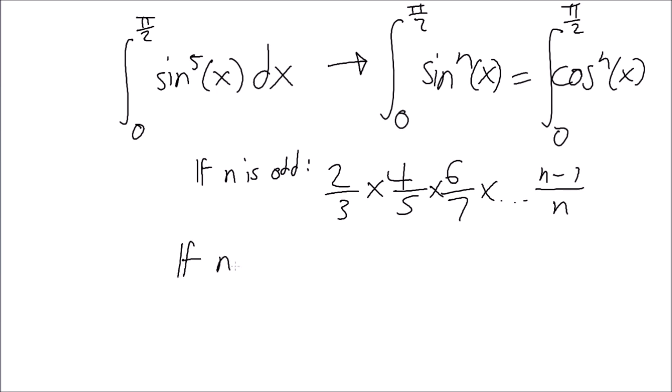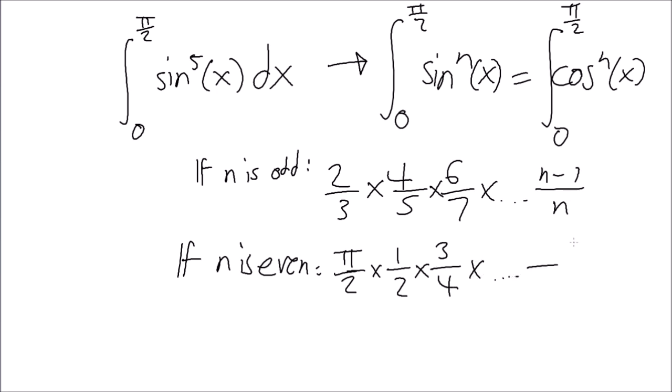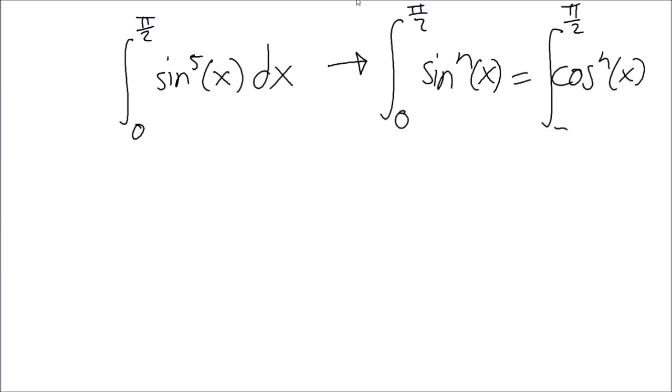If n is even, then you start with pi over 2. You start with pi over 2, and then you do 1, 2, 3, 4, and you keep going until you reach your even number n. And this would be your answer. So this is called Wallis product. And Wallis trick is very, very helpful, super helpful, and it comes up a lot as well in integration B.